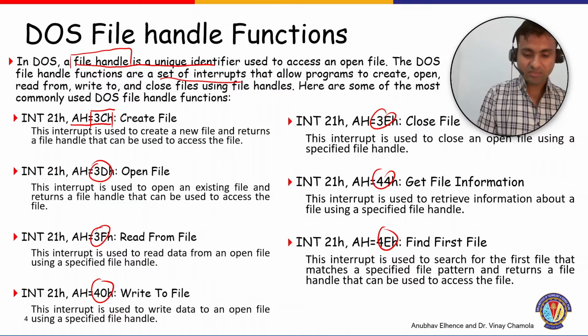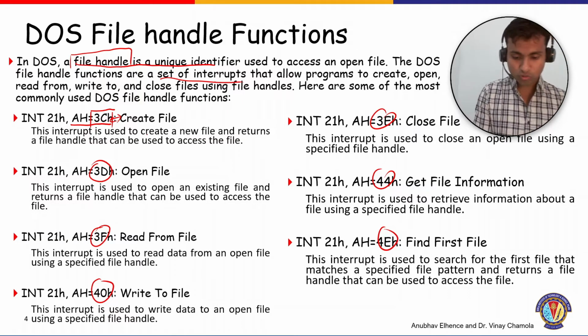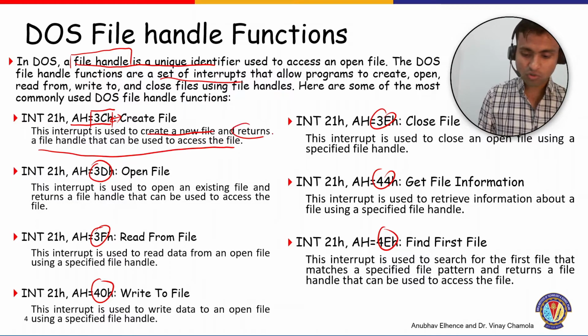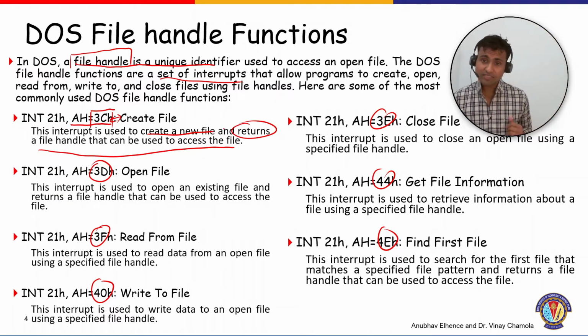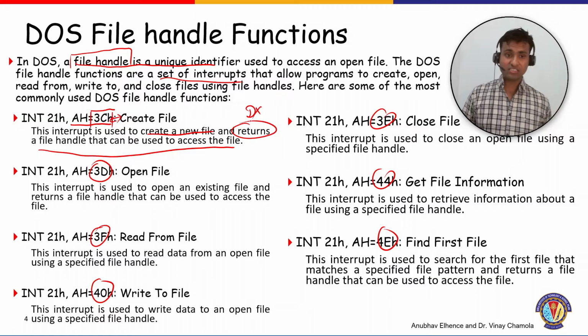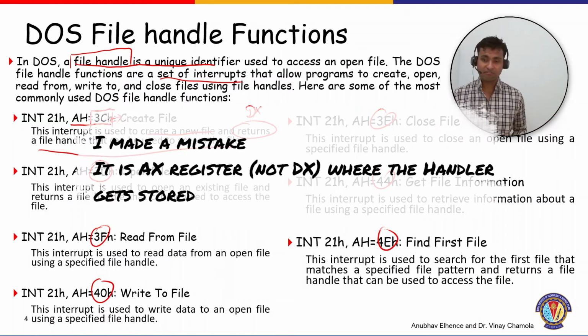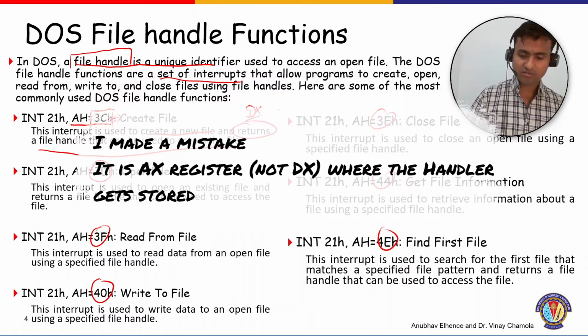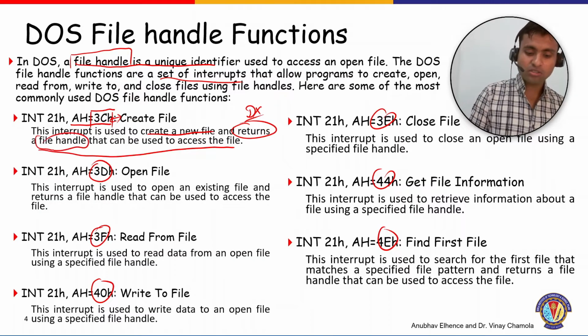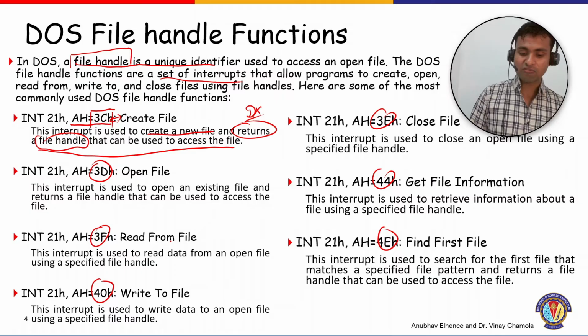So for 3Ch, the operation linked is the create file. This interrupt is used to create a new file and returns a file handle that can be used to access the file. So how does it return? As we had seen in the last slide, it will be returning in some register. So the DX register is used to get that file. We'll just confirm this in the next slide. So to get the file handle, and now all the other operations like reading from a file, writing to a file can be done using this handle of the file.